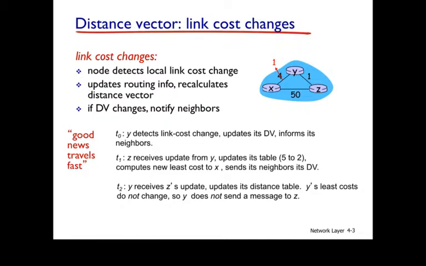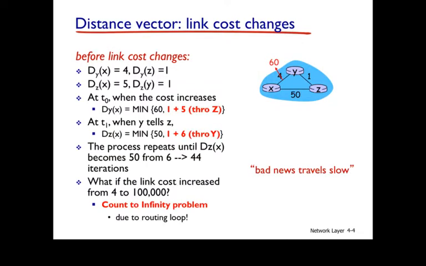So the point of this example is that when the cost decreases, when the link becomes better, there's no problem. The message travels fast, and within one or two iterations, all the nodes converge to the correct answer. So this is good. This is like a positive example. Now let's see what happens when the cost goes up. Okay, so the same example, but let's say the cost of the link X to Y went up from 4 to 60.